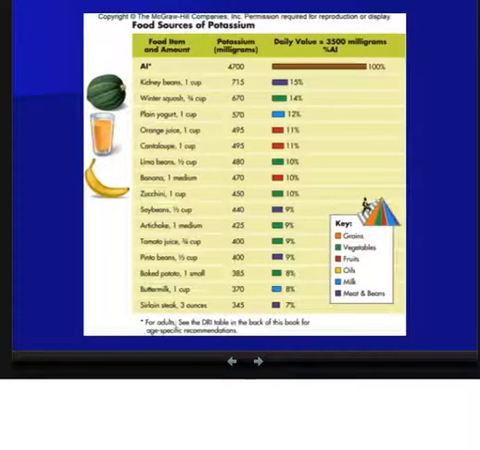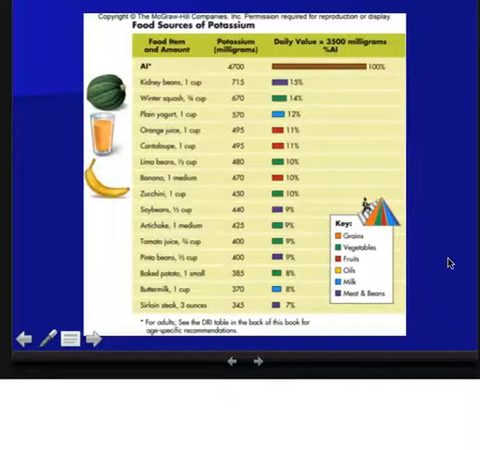And here you can see a breakdown of different types of food, their potassium content, and the percent daily value on the far right-hand side. And again, use the key at the bottom to break it down by food type.